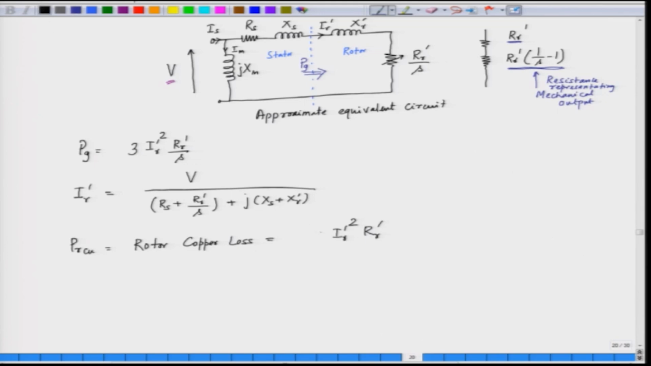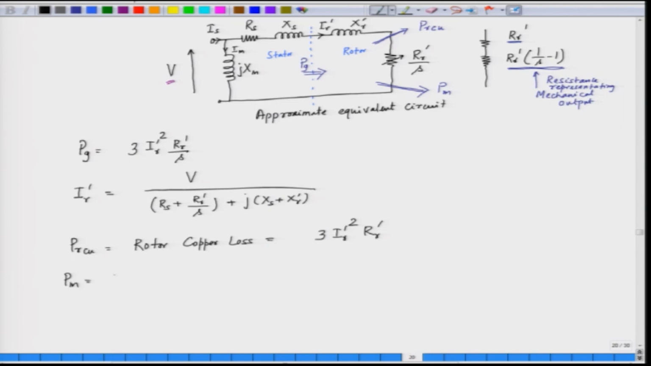Now, we have the rotor copper loss, which is I_r squared R_r, and since we have a 3 phase circuit, we can multiply by 3. So, we have in this case the air gap power, and part of this goes as rotor copper loss, that is P_rCu. So, the power which comes out of this is the mechanical power, that is P mechanical.